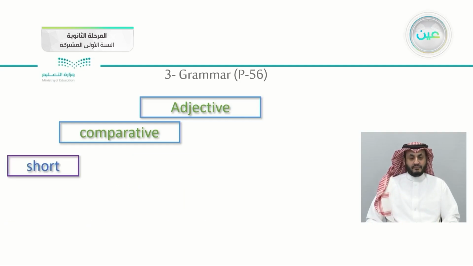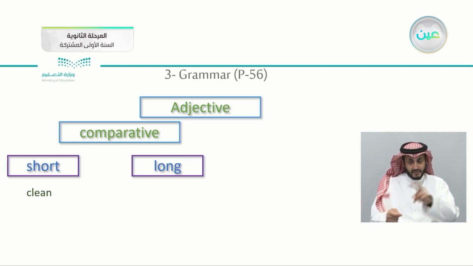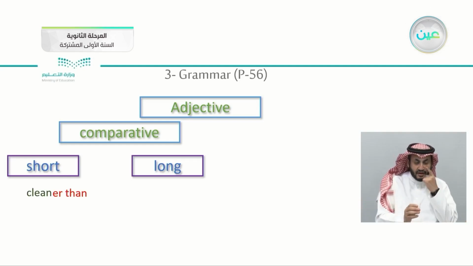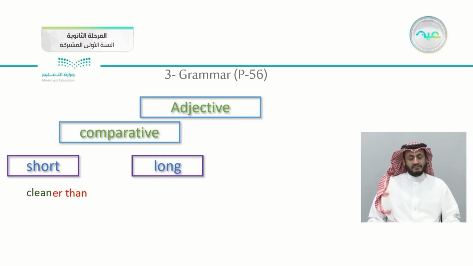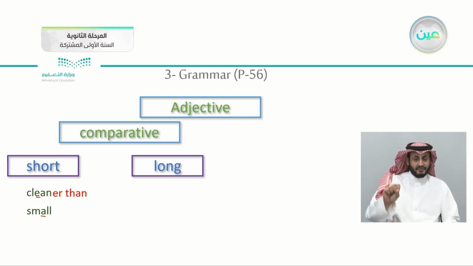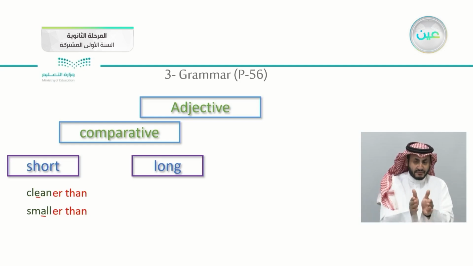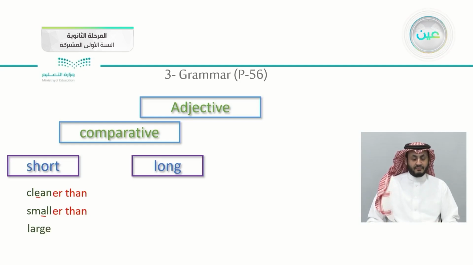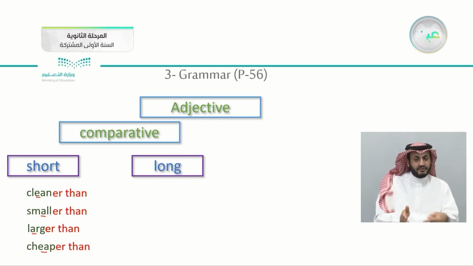When we're having a short adjective, like clean, it will become cleaner than. Short adjective. Notice one vowel sound. Also, another example is small. One vowel sound. The comparative form is smaller than. Then we're having one more, large. One vowel sound, which is the A sound. So larger than. And another one, which is cheap. One vowel sound, the E sound. It will be cheaper than.